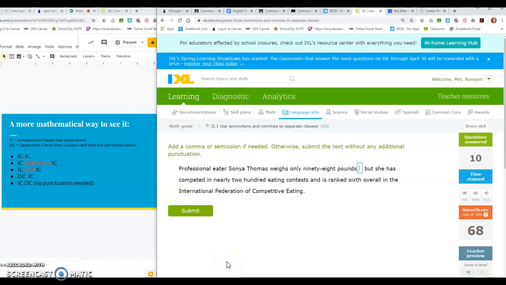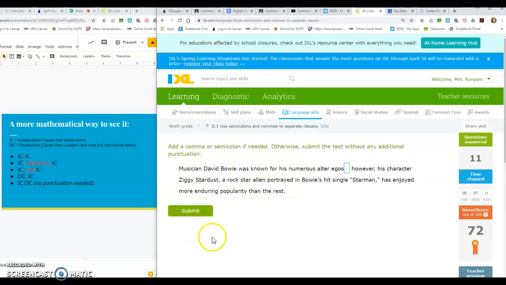Professional eater Sonia Thomas weighs only 98 pounds. That could stand alone. Comma, oh, it would be comma because it has a but. And then let's look at the part after it. She has competed in nearly 200 eating contests and is ranked 6th overall. That could also stand alone. So, comma before the conjunction. If there wasn't a conjunction there, if there was no but, we could put a semicolon between them because they would both be independent clauses. Musician David Bowie was known for his numerous alter egos. That can stand alone. However, oh ding ding ding, we have our conjunctive adverb like therefore. So we're going to go with the semicolon there.